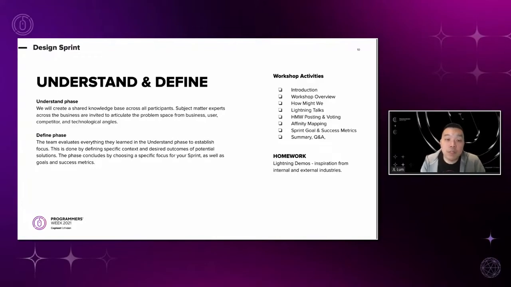So in the define phase, the how might we's have sparked some of the ideas, and voting on these will help the group focus and prioritize what those ideas should be. So the end of the define phase will be when the group has settled upon a sprint goal and has selected some success metrics to go by.